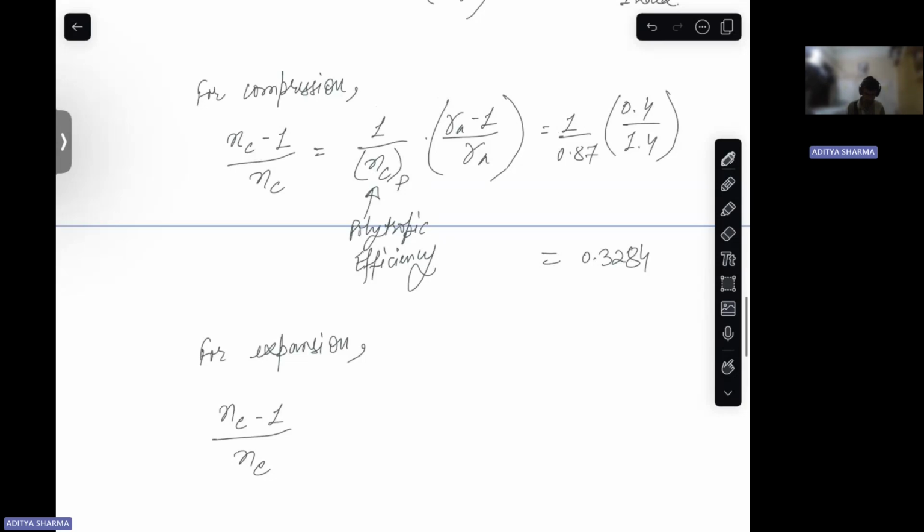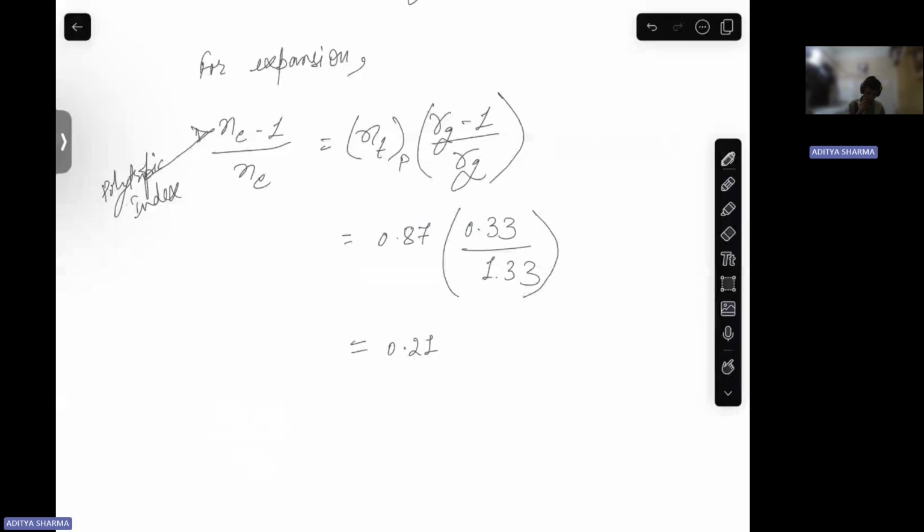So this is η_pt (γ_g − 1)/γ_g, which is 0.87, γ_g is 1.33. So if you solve this, it will come out to be 0.2158. It will come out to be this.